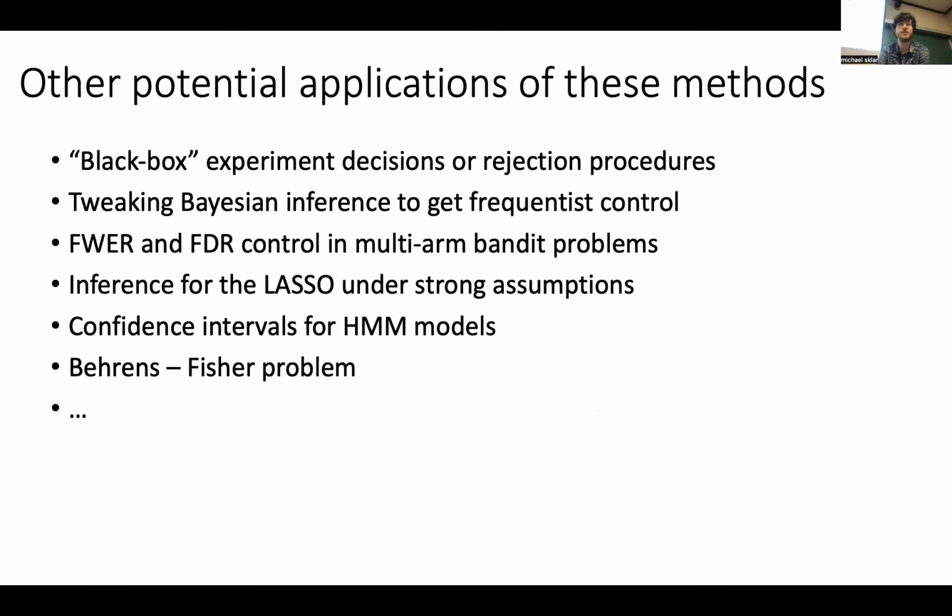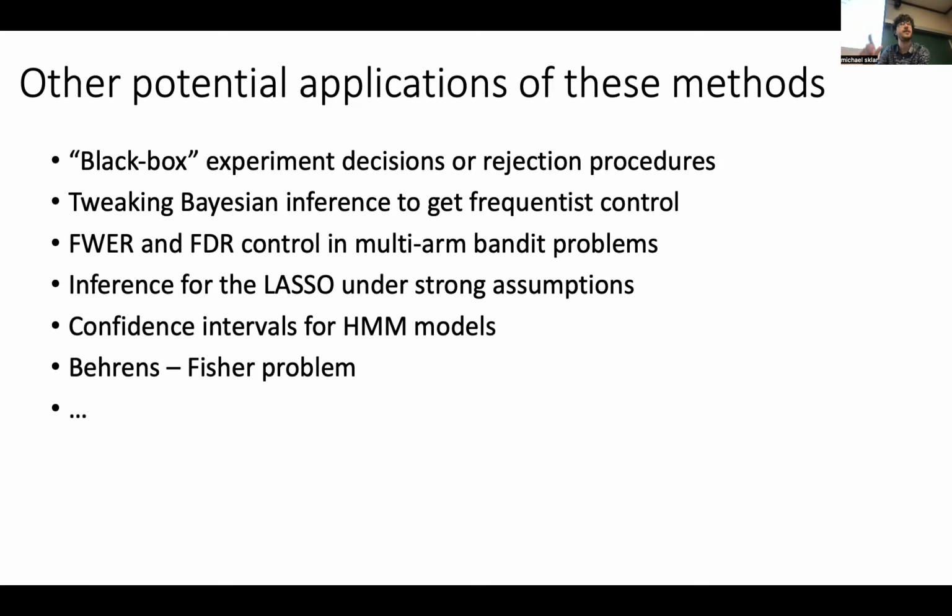Beyond clinical trials, which is where I work, I think there are other things you could do with these types of techniques. If you want to have some black box experiment, neural networks making the design decisions of your rejection procedure, say, you could try to feed it through this. If you want a Bayesian procedure to be your black box, maybe you could tune it to get frequentist type 1 error control over it. If you're doing a multi-armed bandit problem, maybe you could get family-wise error rate or FDR guarantees. Maybe for the lasso, this is still speculative, but under certain strong assumptions, you could get inference for the lasso.